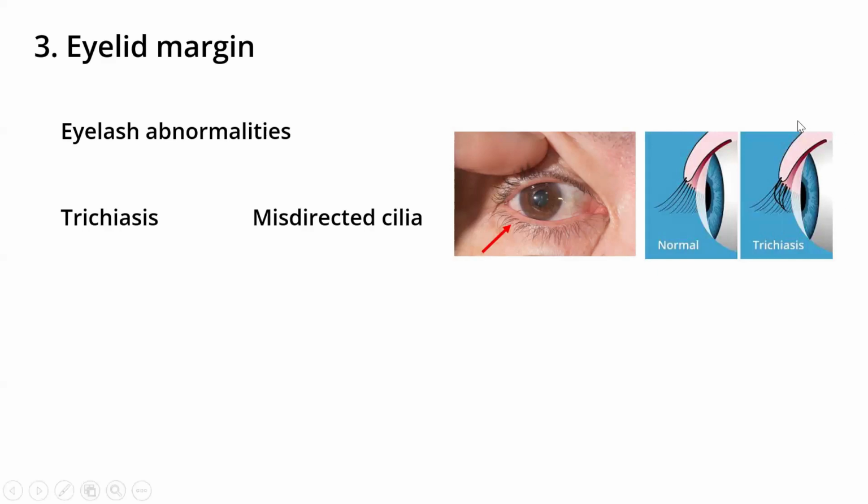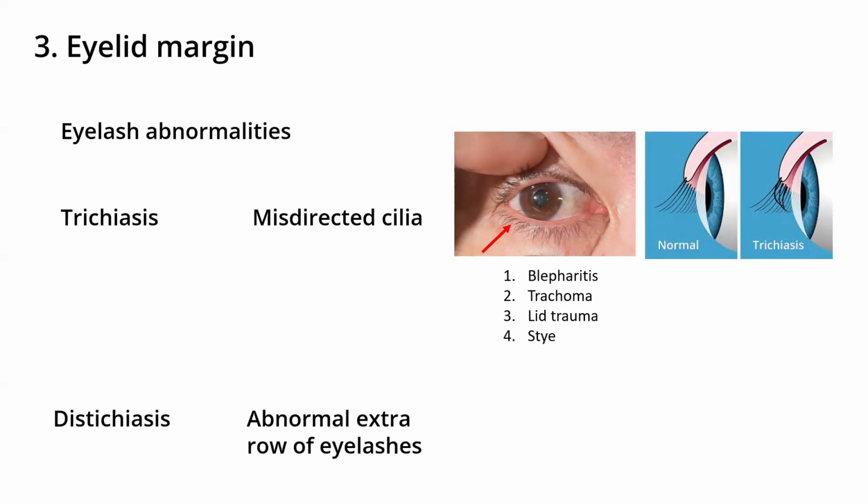So normal eyelash is directed forwards and upwards and backwards, whereas here it is misdirected and it can cause abnormalities. The causes could be blepharitis, trachoma, lid trauma, or a stye. Recurrent styes can also cause trichiasis.